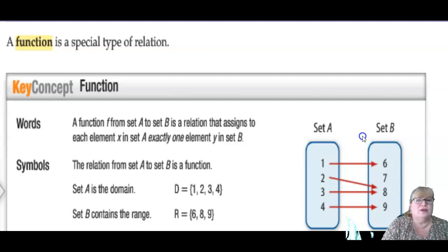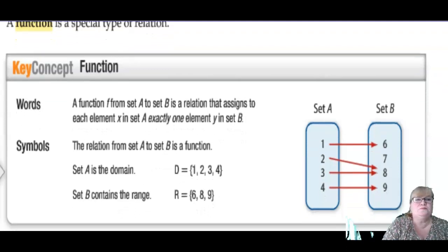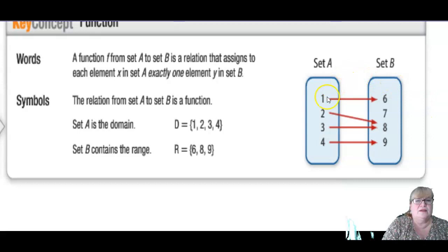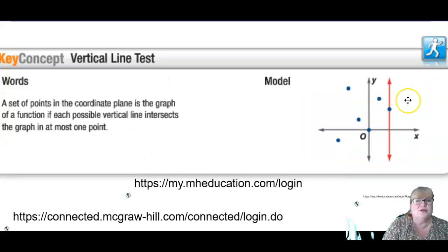All right, so quick picture here. This is a function, even though one of the Y values is used more than once, it is still a function because the X's do not repeat. This is a function because no vertical line will hit it more than once.